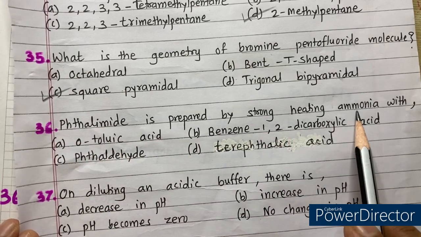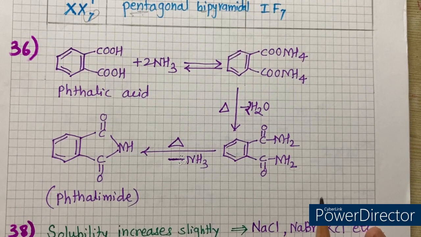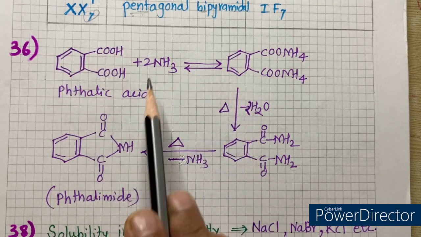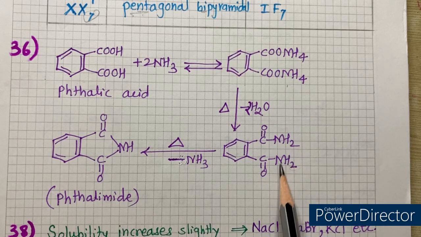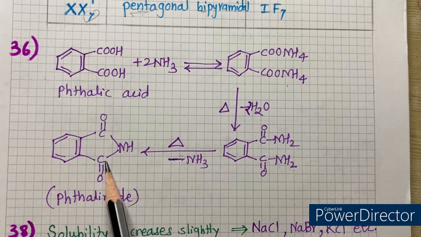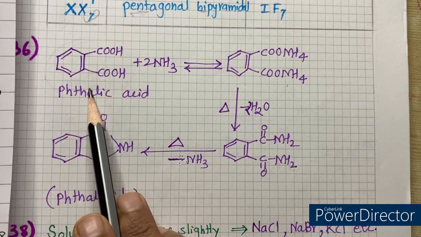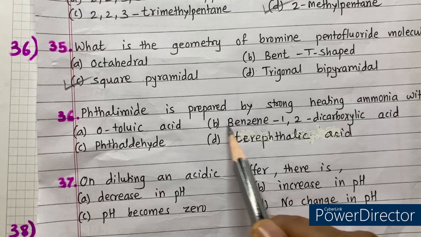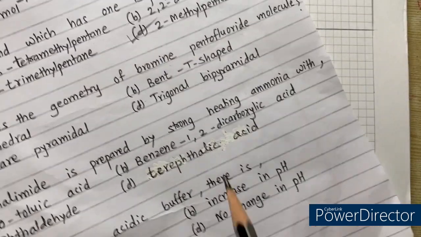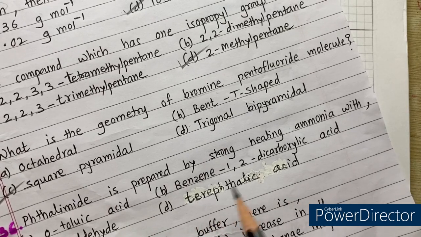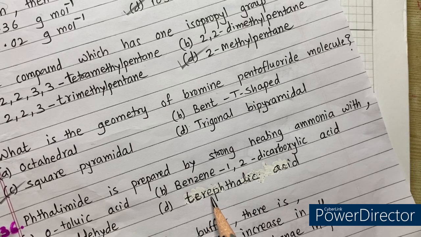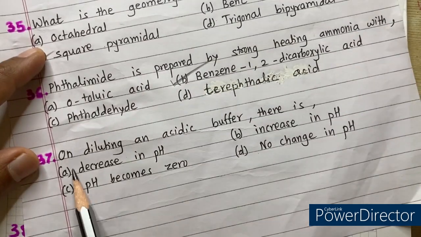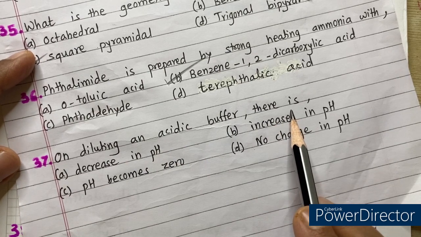Thalamide is prepared by strong heating of ammonia with, we know this is the thalamide, therefore we require thalic acid for the preparation of this with ammonia. Here first salt is formed and then amide, thalamide is formed on strong heating. That is, the starting material required here with ammonia is thalic acid. Thalic acid is benzene 1,2 dicarboxylic acid. Here one more option is given, terthalic acid, where two COOH groups are present exactly opposite to each other, but we require thalic acid, that is benzene 1,2 dicarboxylic acid.